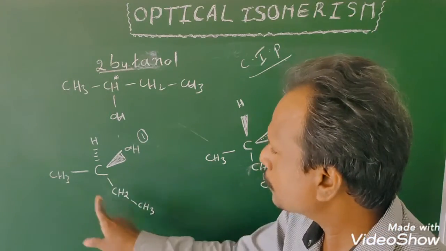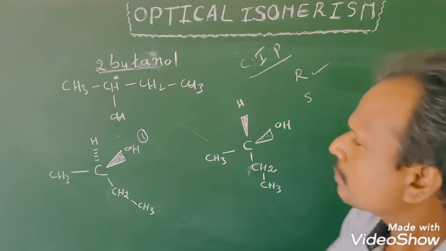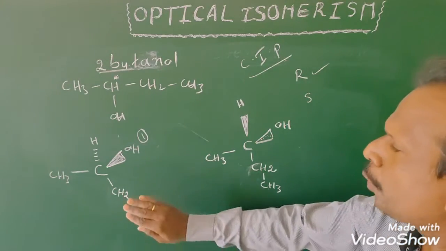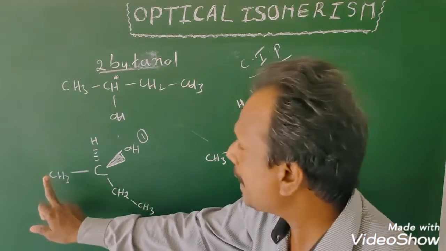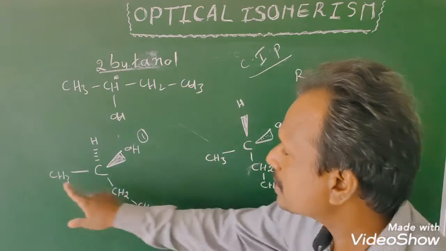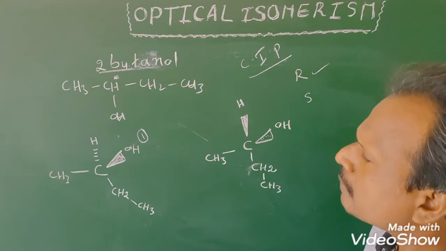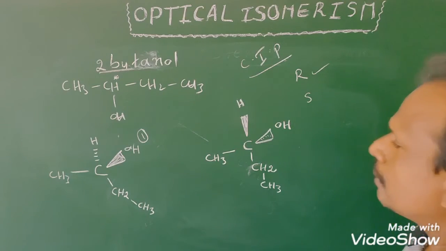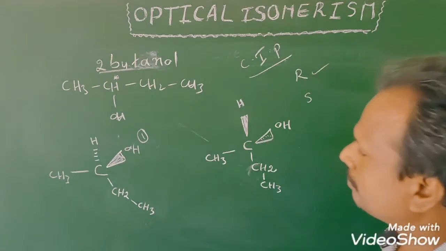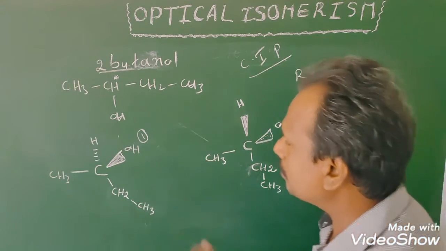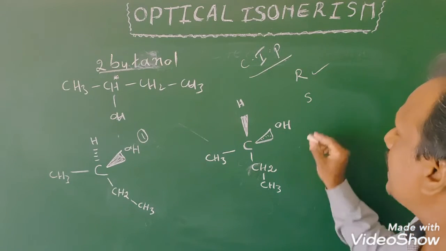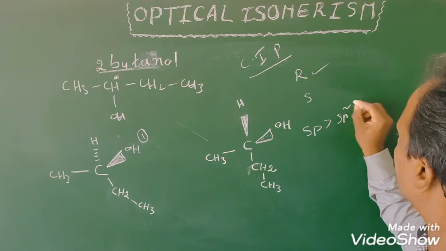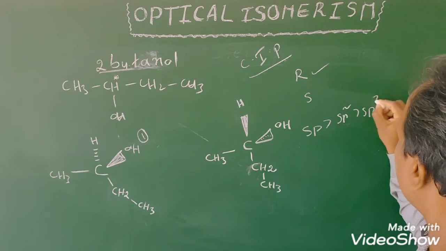In these two groups, priority will be given to methyl and ethyl. These are alkyl groups. To compare the hydrocarbon parts, how do you decide the priority? Two simple rules. First, priority is given to hybridization. If hybridization is the same, then the nature of carbon. sp hybridization carbon has more priority than sp2, and sp2 has more priority than sp3.